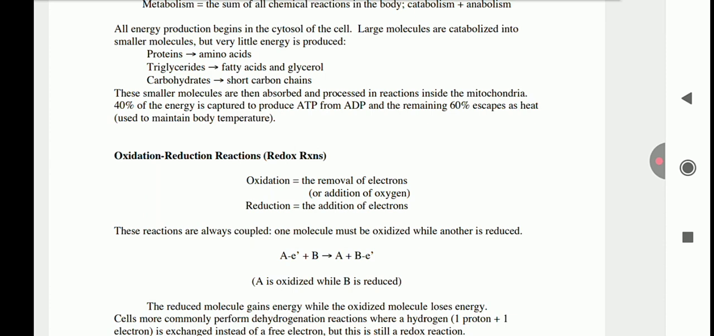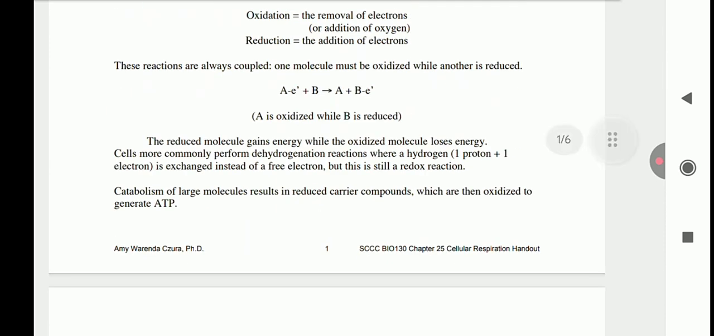Oxidation-reduction reaction, redox reaction. Oxidation is the removal of electrons, reduction is the addition of electrons. These reactions are always coupled. One molecule must be oxidized while another is reduced. The reduced molecule gains energy while the oxidized molecule loses energy. Cells more commonly perform dehydrogenation reactions, where a hydrogen, one proton plus one electron, is exchanged instead of a free electron, but this is still a redox reaction.